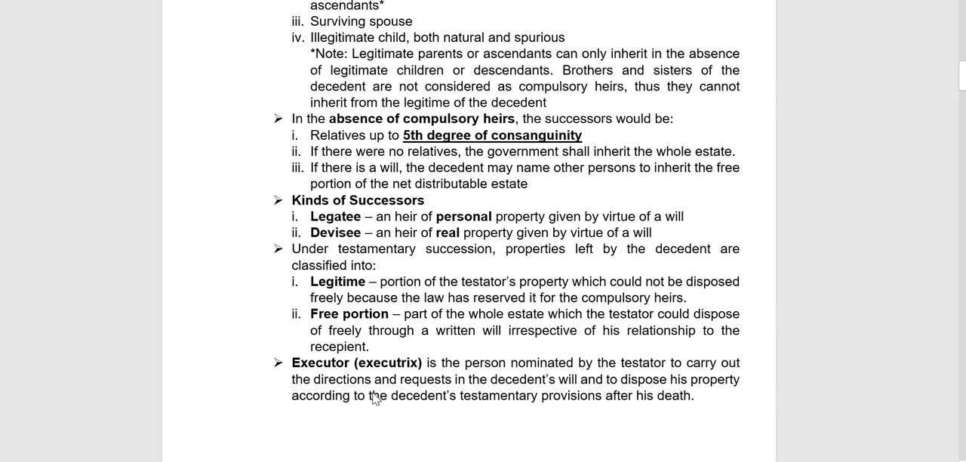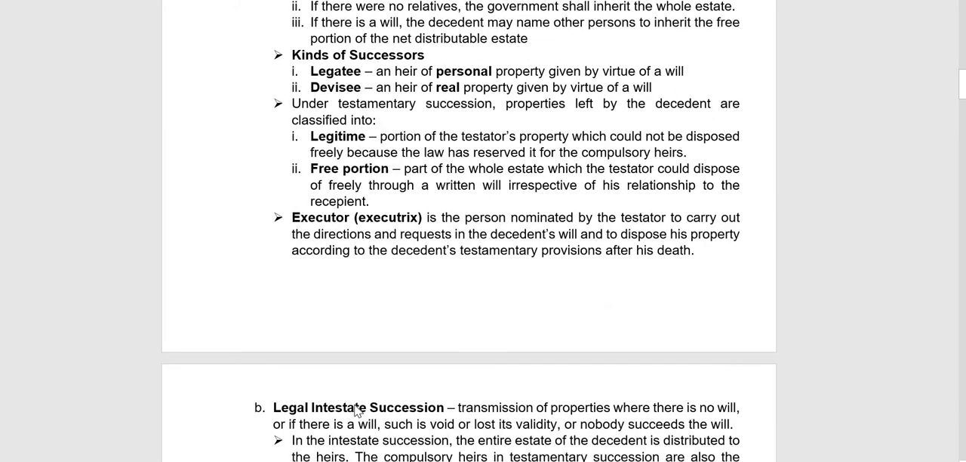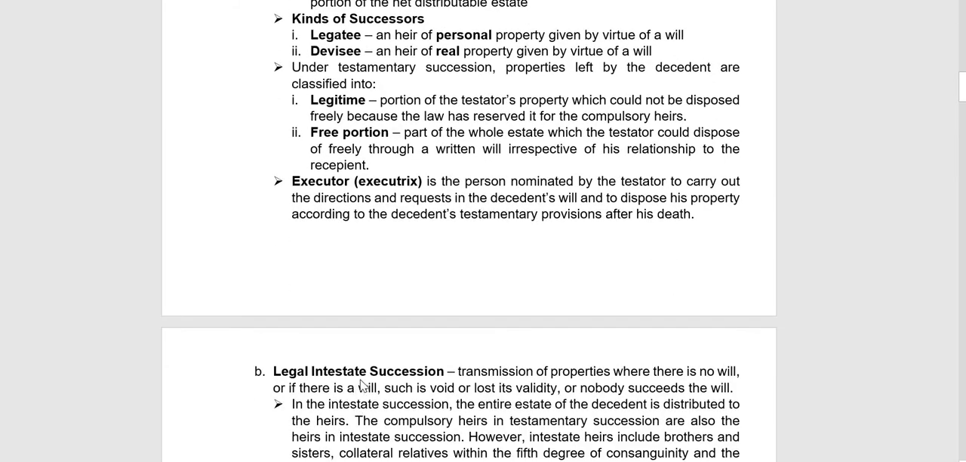So we also have the executor or executrix. These are the persons nominated by the testator to carry out the directions and requests in the decedent's will and to dispose of property according to the decedent's testamentary provisions after his death. Okay, so take note, the executor is appointed by the testator. Okay, testator.